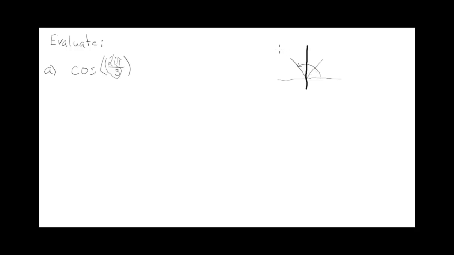So we're in the second quadrant. So we know that this angle is in the second quadrant. Now by the CAST rule, C-A-S-T, we know that cosine will be negative in this quadrant because sine is positive. So we know the answer is going to be negative.